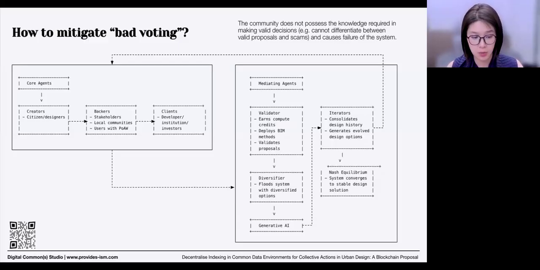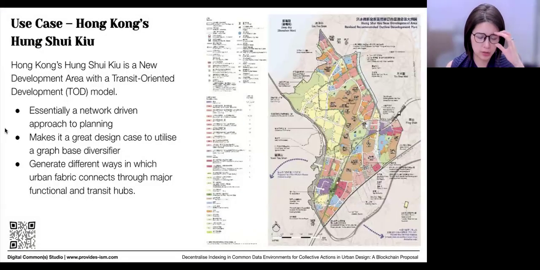Now, I try to demonstrate how this can work. Hongsuiq is a new development area with a transit-oriented model, which basically means that they focus on connections and logistic networks within the urban fabric. And so it makes a great design case to utilize a graph-based diversifier, because it focuses on connections to generate different ways in which the urban fabric connects through major functional and transit hubs.